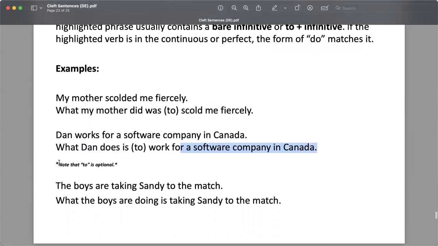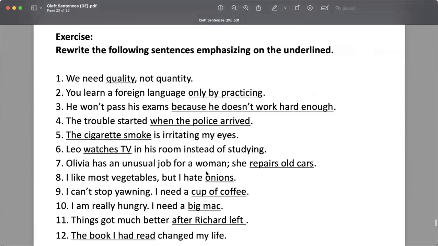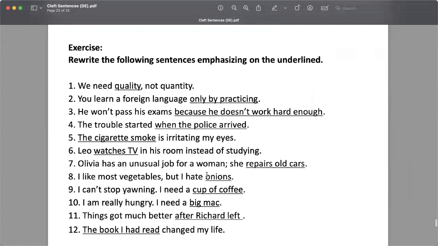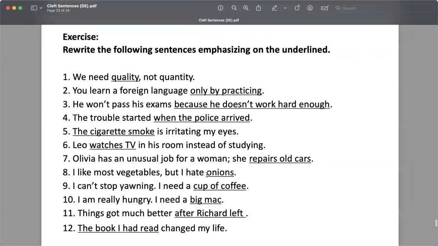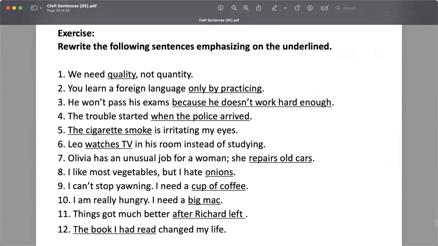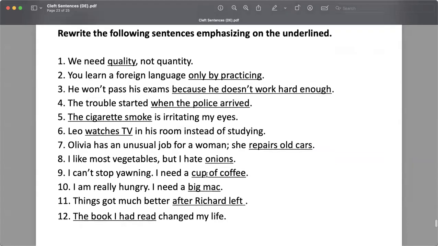The "to" is optional. "The boys are taking Sandy to the match." What the boys are doing is taking Sandy to the match, right? Please screenshot this one and practice this, and this one as well. That would make it very easy for you to understand, and you will gain a different kind of ability while practicing, right?